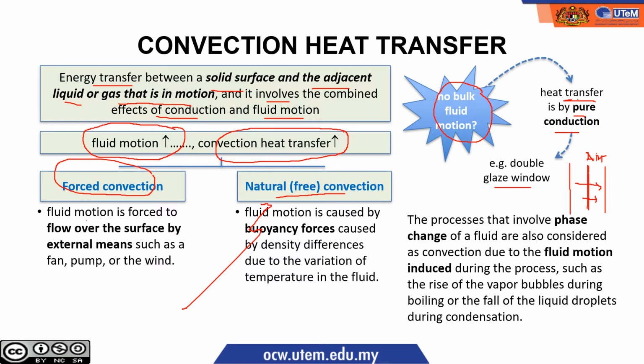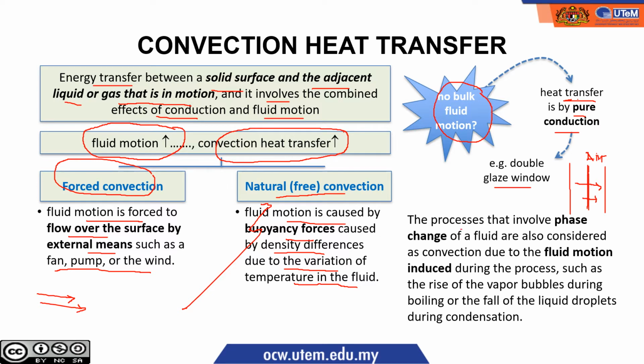In forced convection, the fluid motion is forced to flow over the surface by external means. For example, if there is a fan, pump or the wind that makes the flow of air higher and faster, we consider this forced convection. But for natural convection, fluid motion is caused by buoyancy forces caused by density difference due to the variation of temperature in the fluid. So there is no forced flow, it is not big.